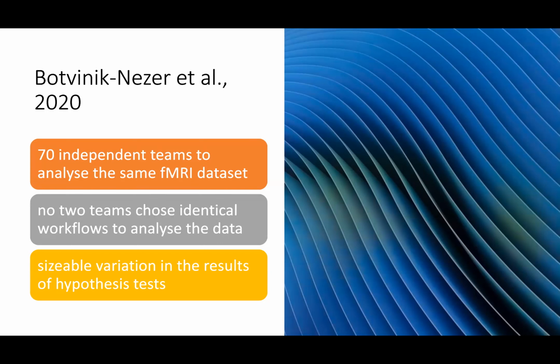The surprising finding was that they found no two teams that followed the same workflow in the analysis, and there were sizable variations in the results. So conclusions were different. Obviously, there can't be 70 different conclusions, but still, each of them could have been published because they probably would have passed peer review, because each of the steps is legitimate. They are within the tradition of fMRI data analysis, but we would have a different conclusion, different parameters, different statistical results in that publication.